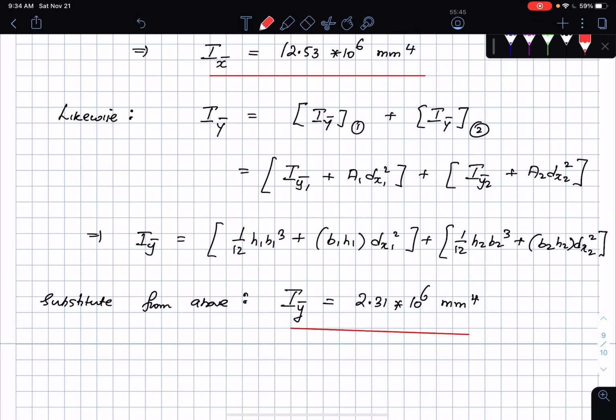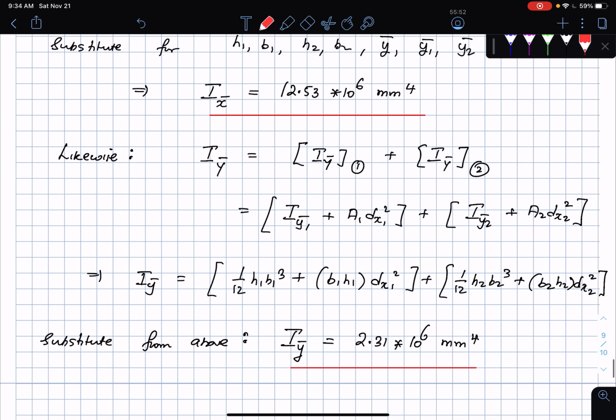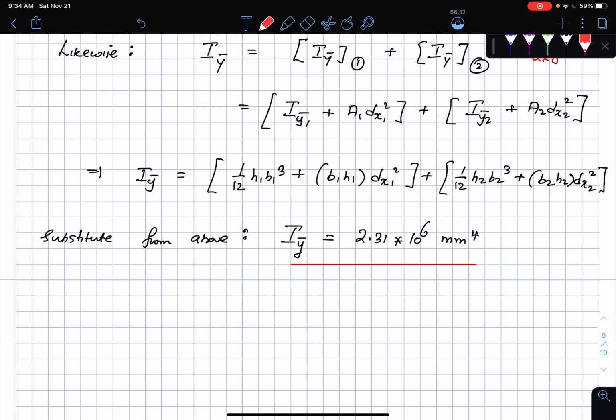Okay, so these refer to the moment of inertia of the entire composite shape about its centroidal axis. Okay, so that's what we are looking at. So this is the moment of inertia of the composite shape about its centroidal x-axis, and likewise this is the moment of inertia about its centroidal y bar axis, or y-axis.